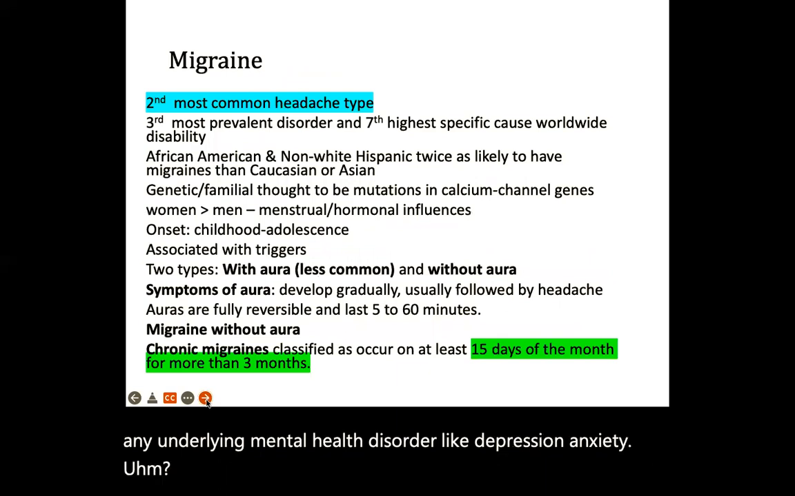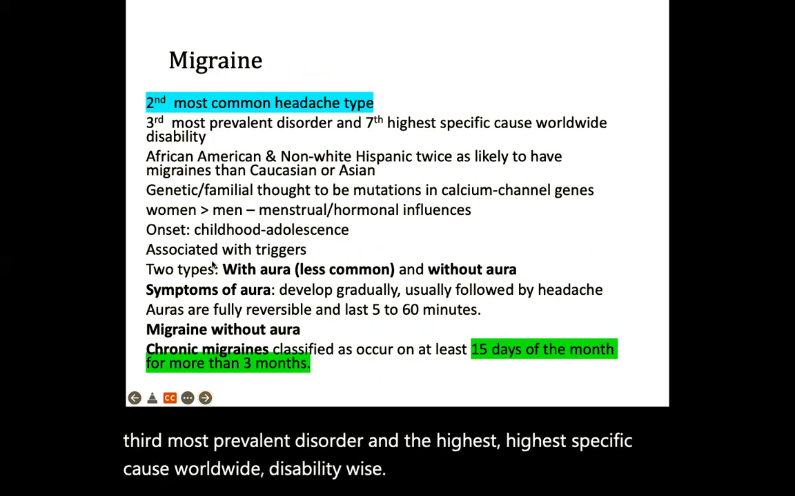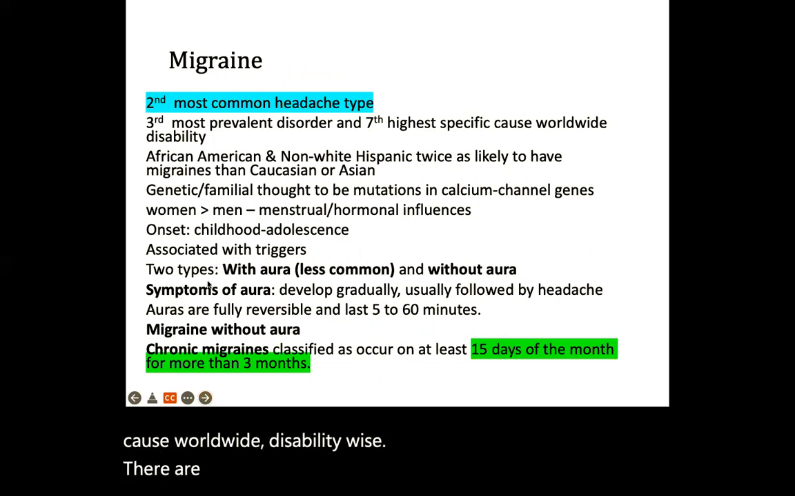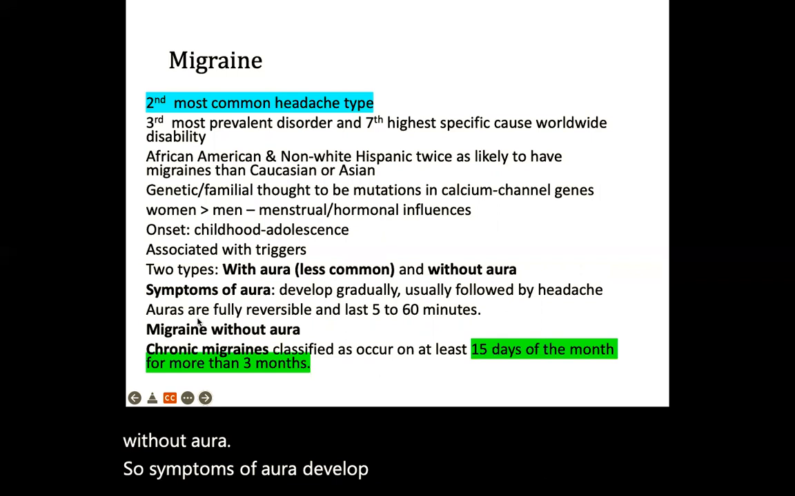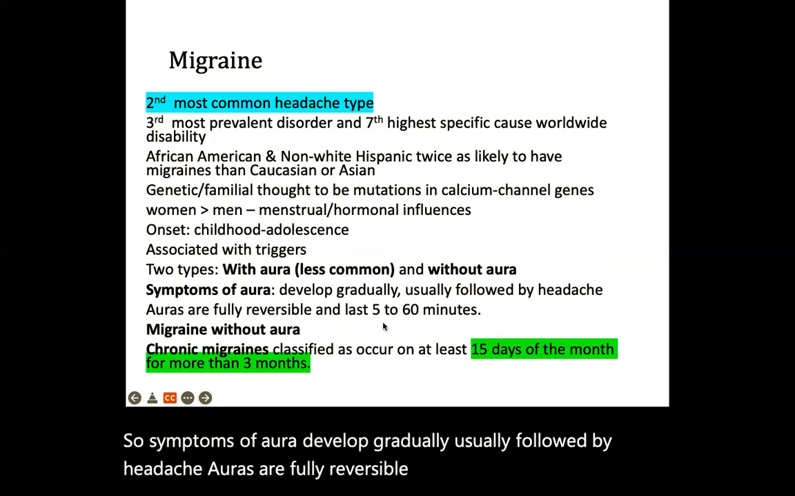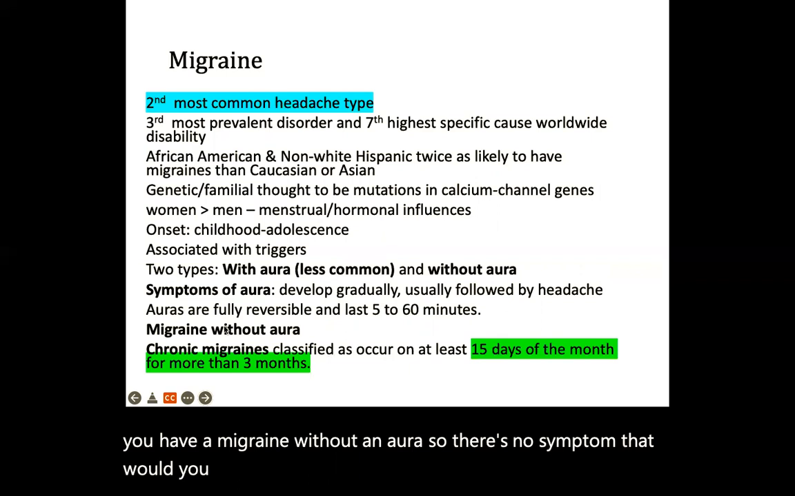Migraine, this is the second most common headache type, the third most prevalent disorder, and the seventh highest specific cause worldwide disability-wise. There are two types of migraines, one with aura and one without aura. So symptoms of aura develop gradually, usually followed by headache. Auras are fully reversible and last 5 to 60 minutes. Then you have a migraine without an aura. So there's no symptom that would give you the heads up that a migraine is coming.